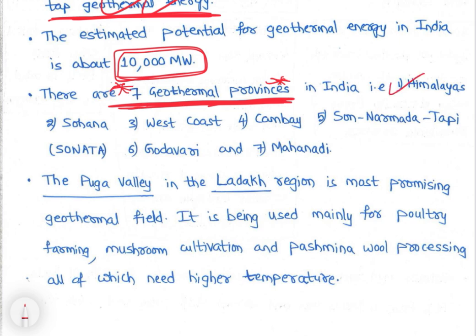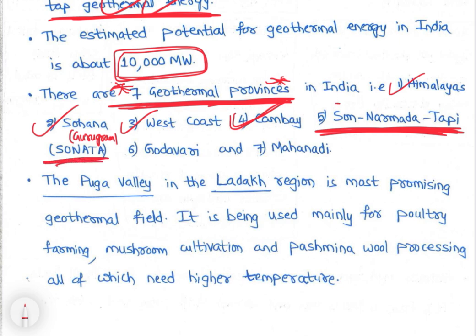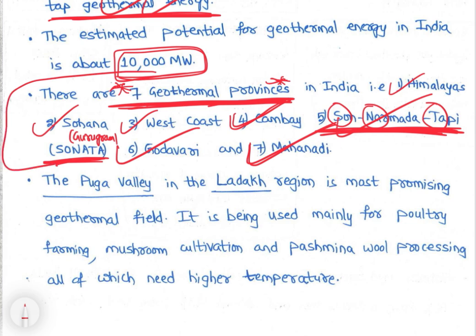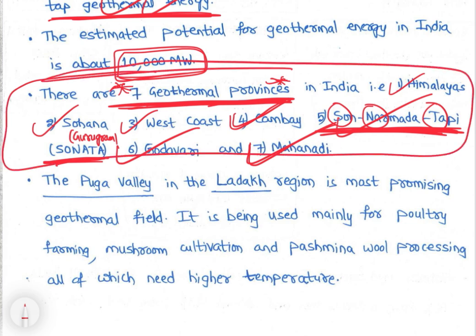They are: one is Himalayas, second is Sohana, which is basically the Gurugram area. Okay, that is there. Then the west coast, then Cambay, then near the Son, Narmada and Tapi rivers, which are together called Sonata, this region. Then Godavari and Mahanadi. Let's see the map of these areas, you will get more clarity about the 7 geothermal provinces.